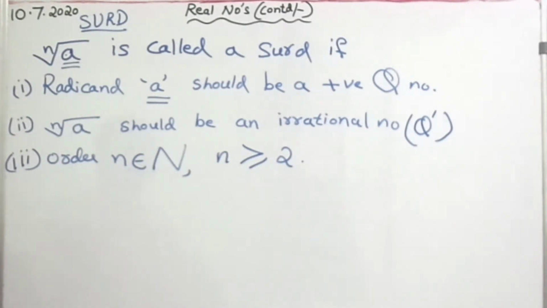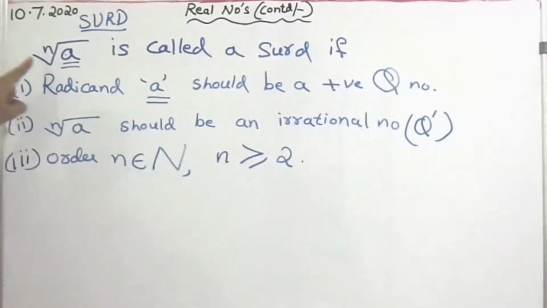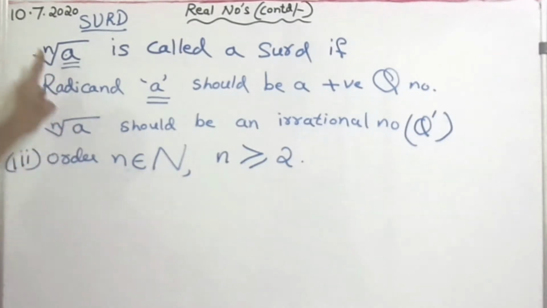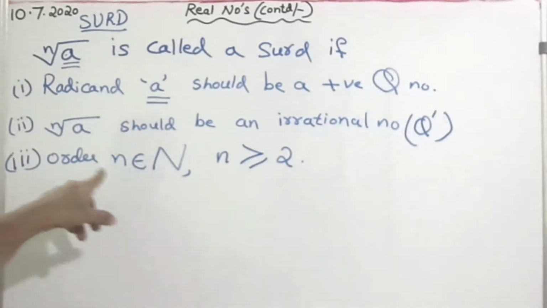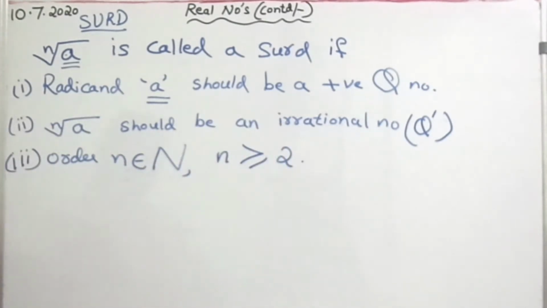So when is nth root of a called a surd? The inside one is called the radicand. Radicand a should be a positive rational number. Nth root of a should be an irrational number and order n belongs to natural numbers. Natural numbers start from 1 but your n should be greater than or equal to 2. Clear? Okay. So now let us go to the next.